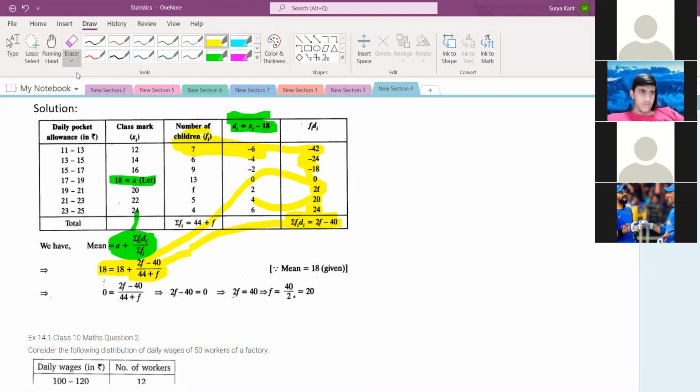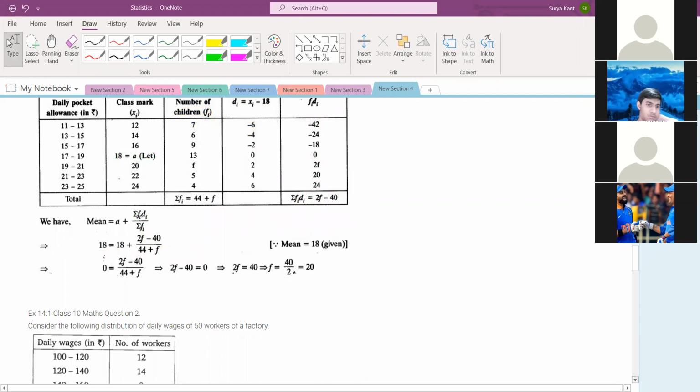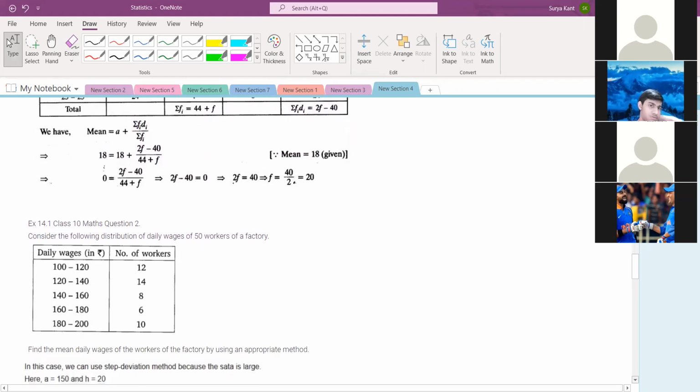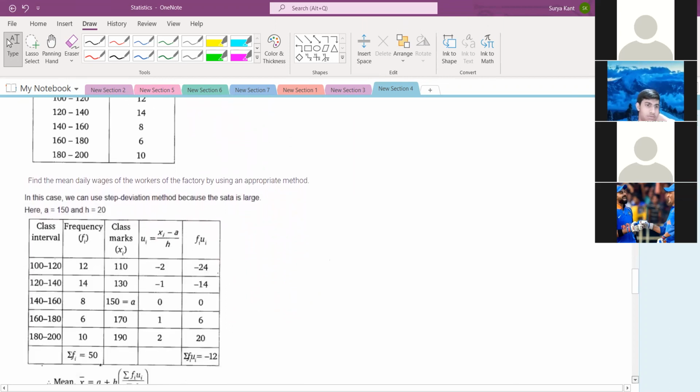Then see, step deviation is also similar to this only. In step deviation there is only one change. This next question is that only, just scrolling down. Only di by h you should do. Di divided by height. What is height here? Height is nothing but the difference in the class interval.